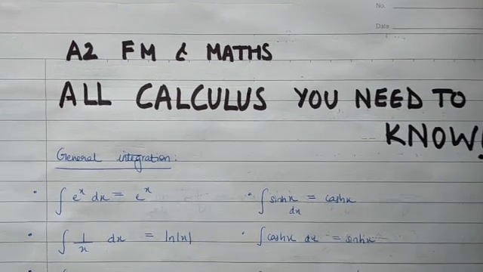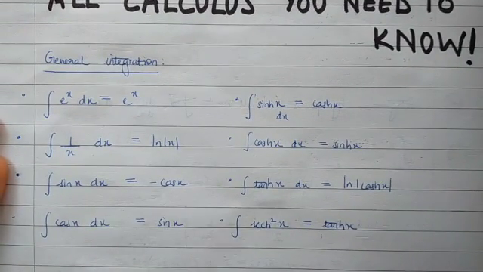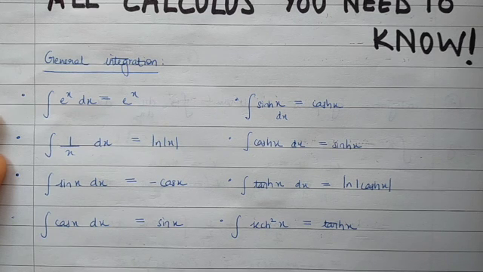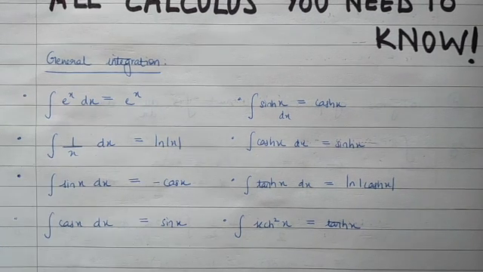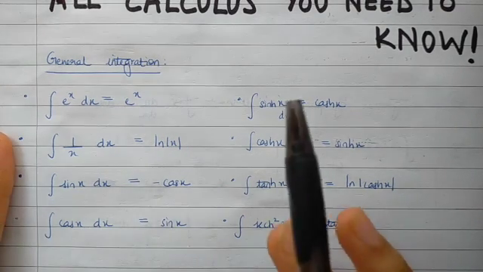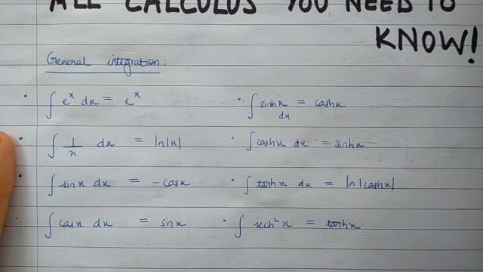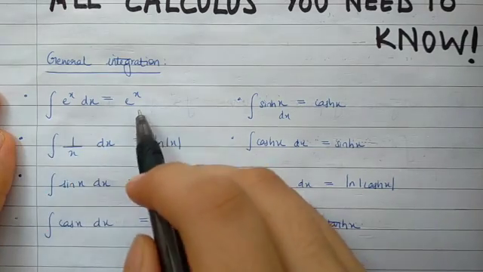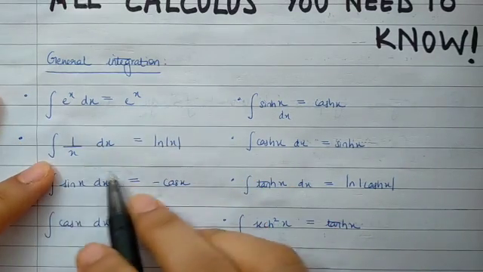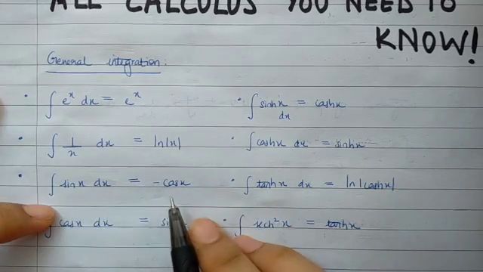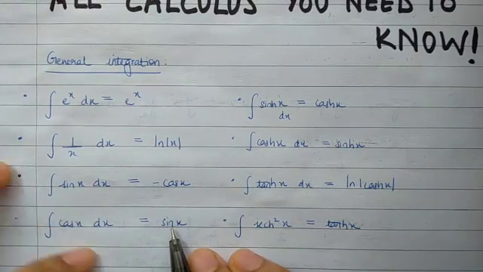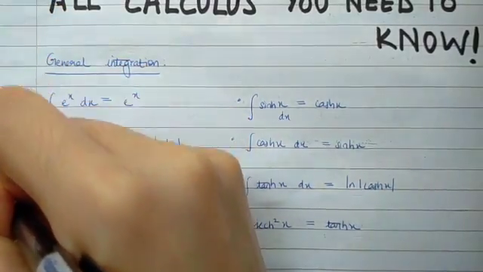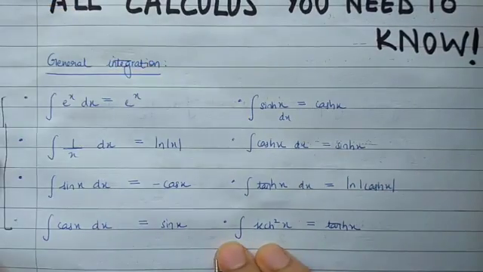So yeah, let's first begin with general integration. This is the basic integration that I would think you need to memorize. Of course, there are techniques that you can use for integration, but these are some of the simple integrations that you need to memorize. So integrating e to the x gives you e to the x, very simple. 1 over x gives you ln x, sine gives you minus cos, cos gives you sine. So these, I would say, are needed for maths.